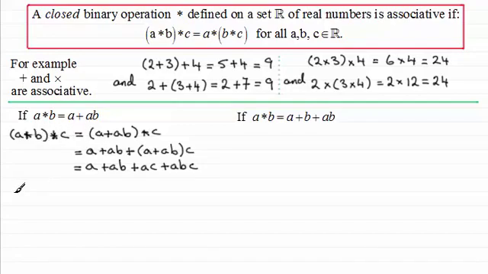Now to check to see whether it's associative, I now need to do A star and then in brackets B star C.